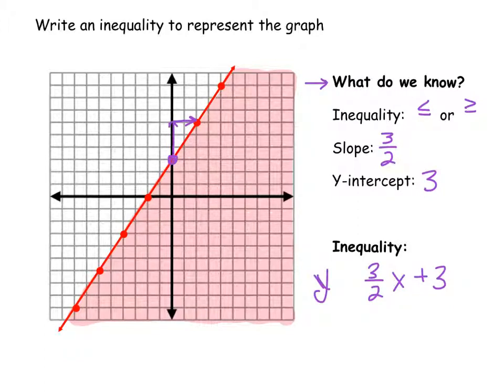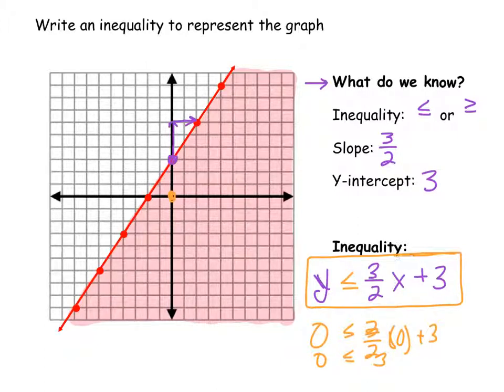And so what I like to do is test a point. I'm going to put in the origin, and so 0 something 3/2 times 0 plus 3. And this is going to end up being 0 something 3. Well, I know 0 is less than or equal to 3, and so I have to use the less than or equal to inequality symbol. And so right there, I just wrote an inequality for my graph. And I tested a point to make sure that it worked.